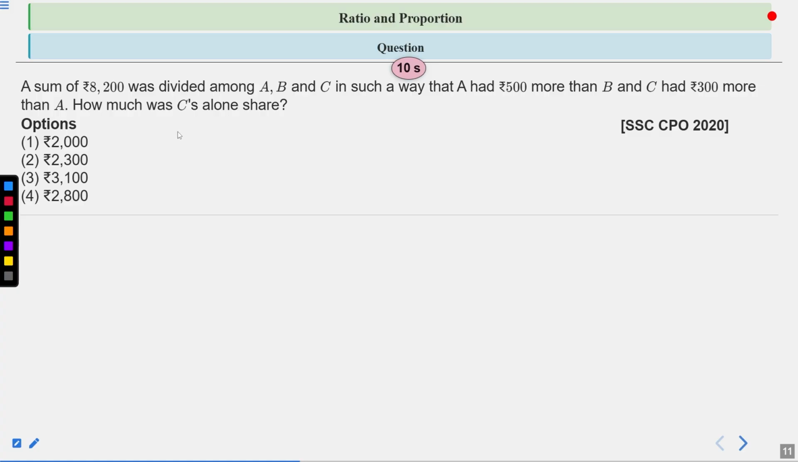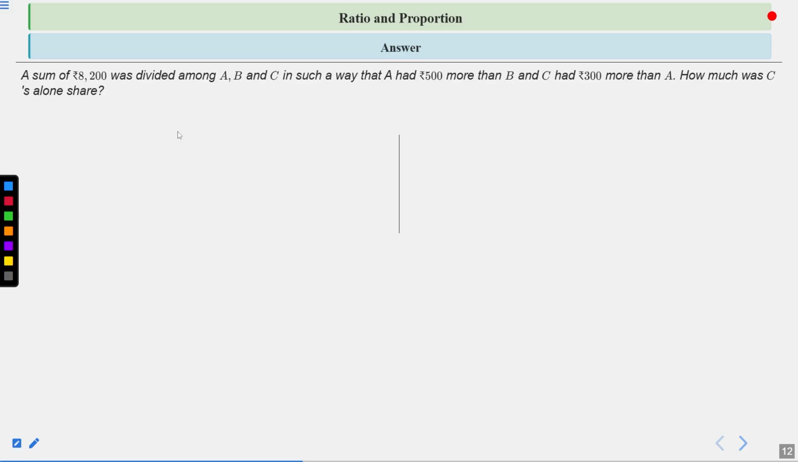Now you have 10 seconds to analyze the question. Your time starts now. Now time's up. Let's see the solution of this question. So the question says that a sum of rupees 8,200 was divided among A, B, and C such that A had 500 more than B and C had 300 rupees more than A. So we make the relation between A, B, and C, then we can calculate the share of C. So the correct answer of this question is the third, which is 3,100 rupees.